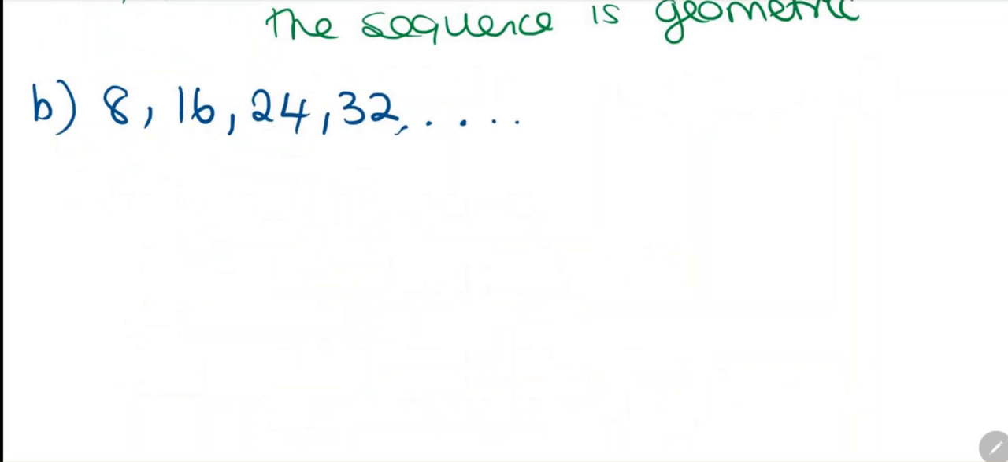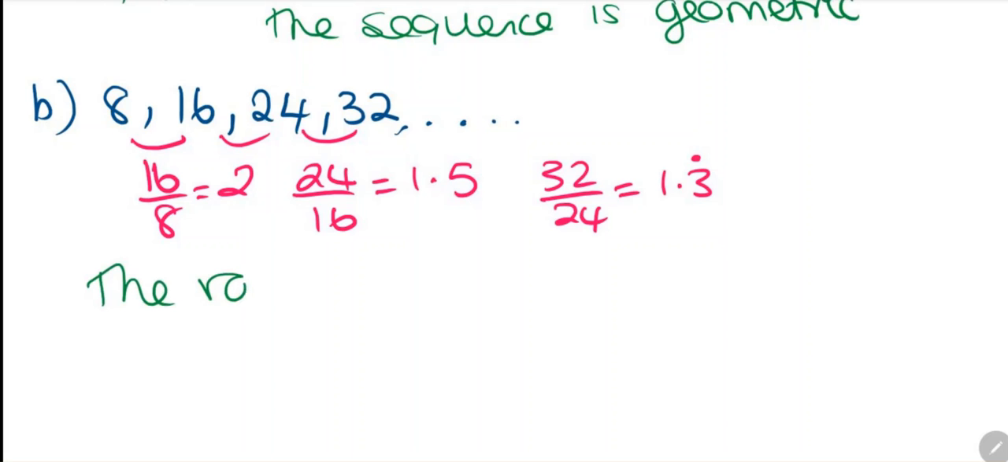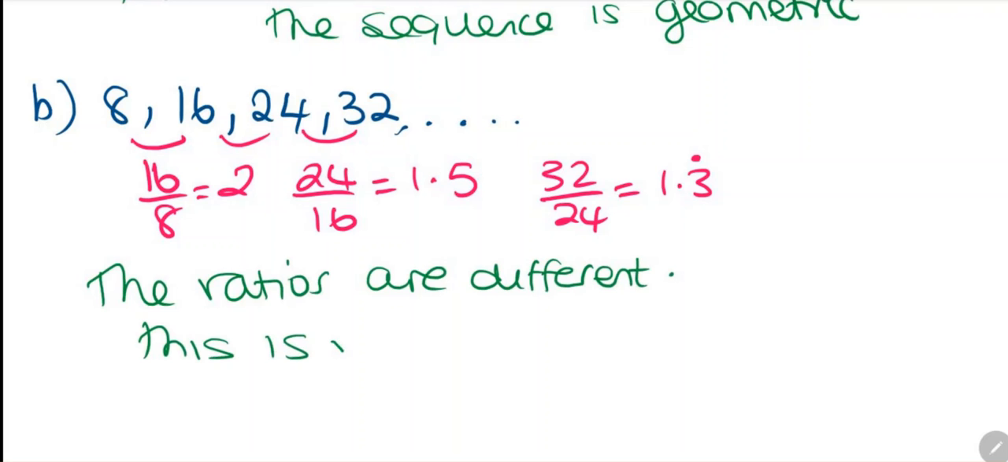So let's have a look at this example. So 8, 16, 24 and 32. So we need to look at the pattern, or sorry, we look at the ratios between them. So we've got 16 divided by 8, that's 2. We have 24 divided by 16, which is 1.5. And we have 32 divided by 24, which is 1.3 recurring. So the ratios are different. Because the ratios are different, okay, this is not a geometric sequence.